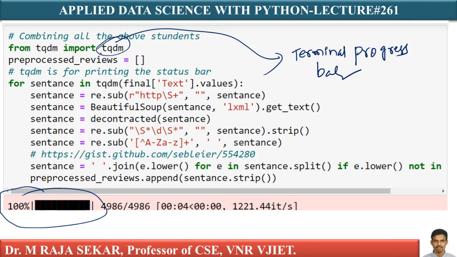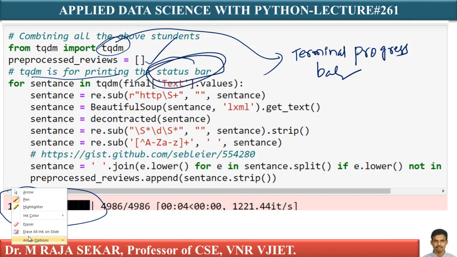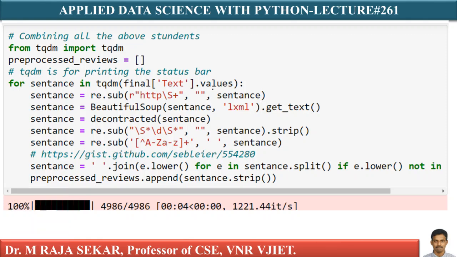I am importing this terminal progress bar library, and this is a list, preprocessed reviews. I will keep the results in this particular list. tqdm is for printing the status bar, the progress bar. This code is self-explanatory. This is my final table name. I'm applying pre-processing on the column known as text, for each sentence. This is a for loop. I need not explain the for loop again and again. We have spent a lot of time on for loops.